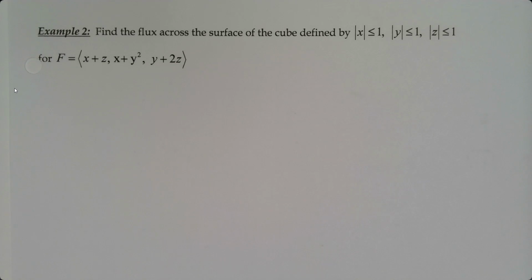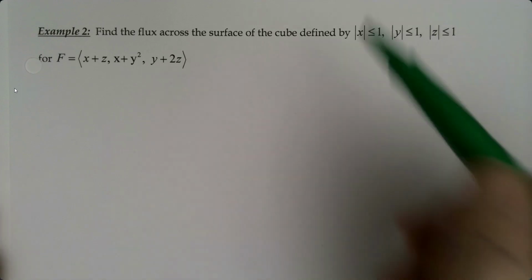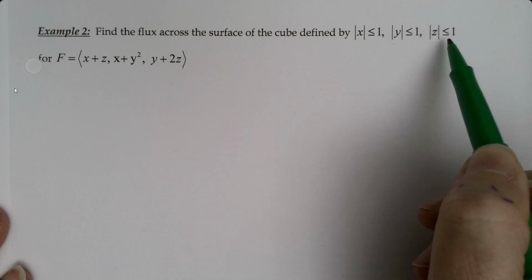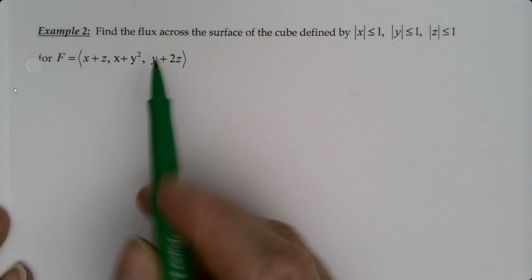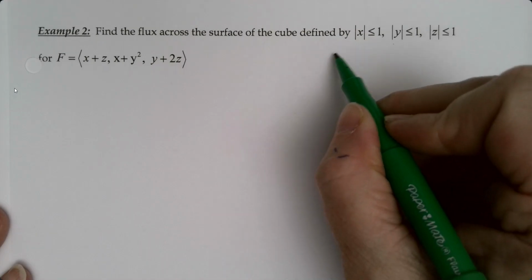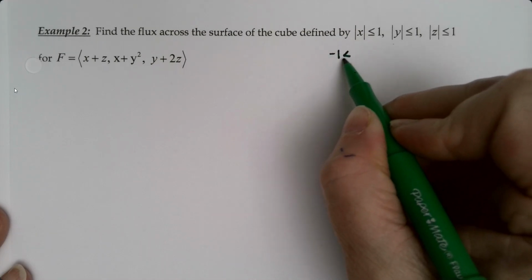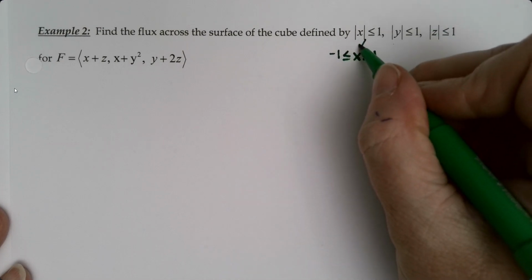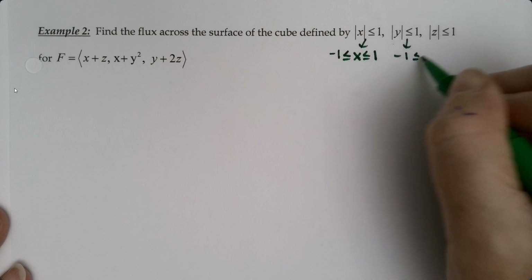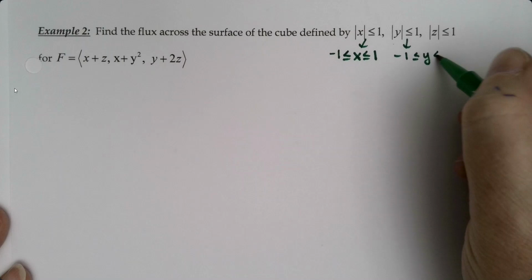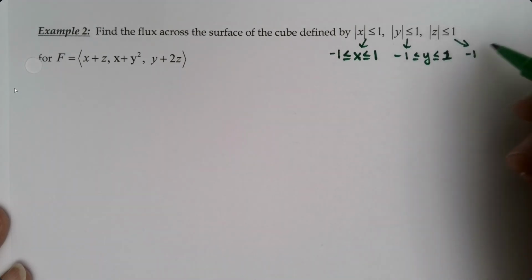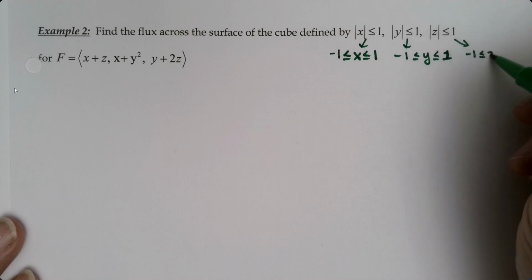Now in this example, we want to find the flux across the surface of the cube, defined by the absolute value of x is less than or equal to 1, the absolute value of y is less than or equal to 1, and the absolute value of z is less than or equal to 1 for this vector field. Now remember what this means. This would mean that -1 is less than or equal to x, which is less than or equal to 1. Same with y, same with z, right? So this is a cube that's really of length 2 on each side. -1 is less than or equal to z, which is less than or equal to 1.